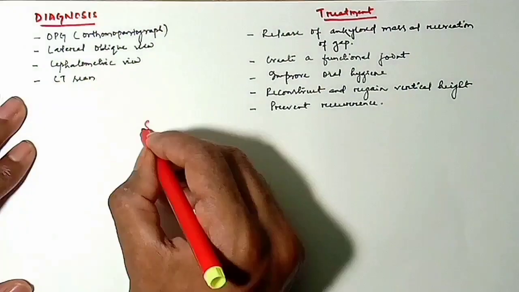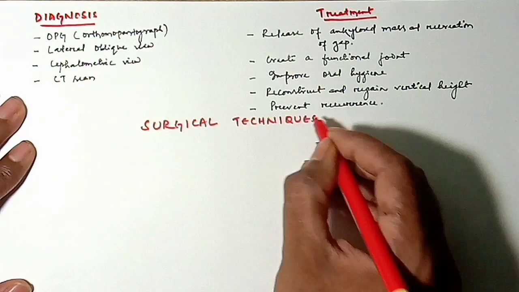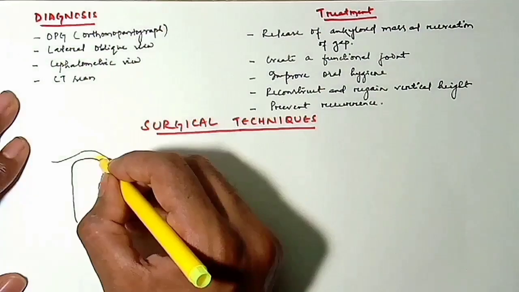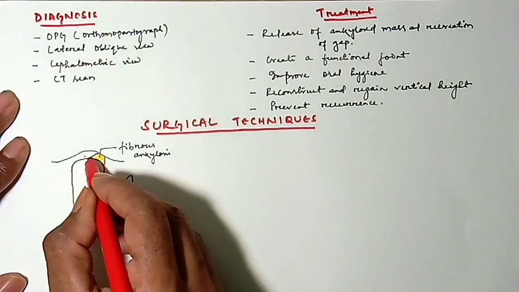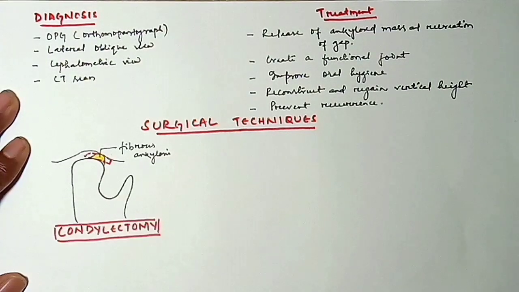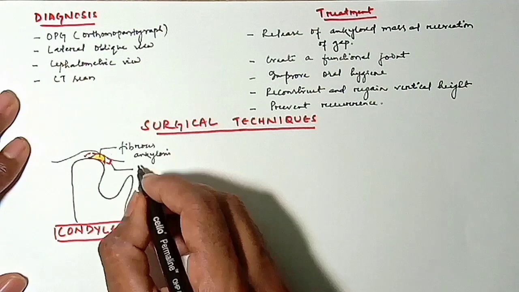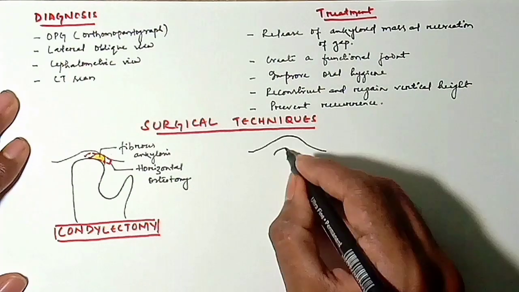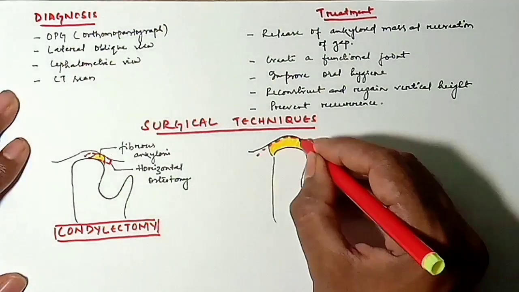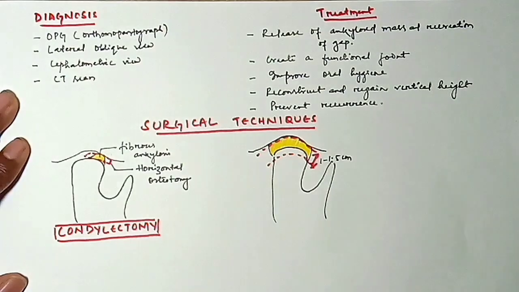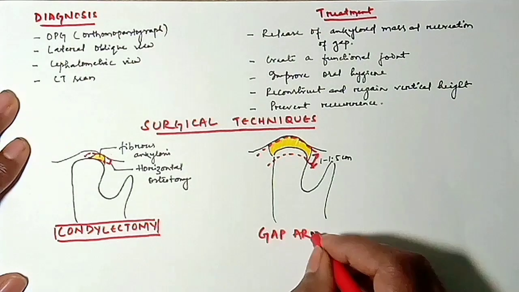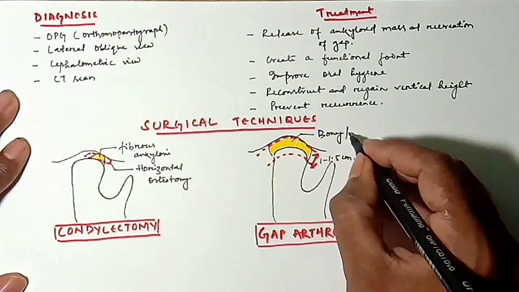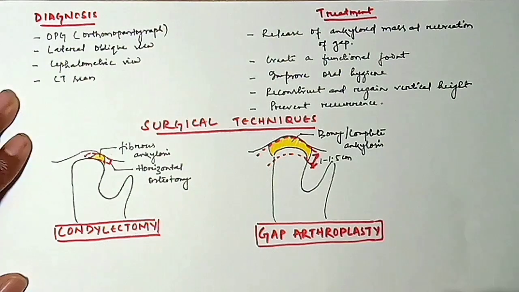Now let's see the surgical techniques. The first surgical technique is condylectomy. When there is a fibrous ankylosis or a partial ankylosis, we perform a horizontal osteotomy cut with the help of surgical burrs, which will create a gap and there will be a functional joint. And if there is a bony or complete ankylosis, then there will be two horizontal osteotomy cuts, one at the glenoid fossa and the second at the neck of the condyle, so that there will be a 1 to 1.5 cm gap, and that is called gap arthroplasty.